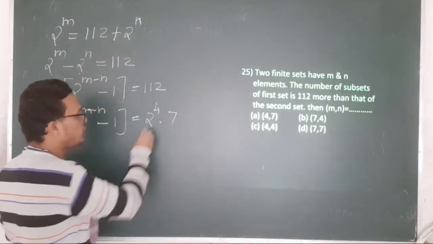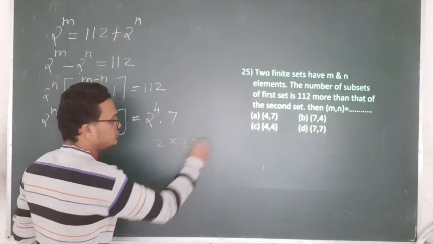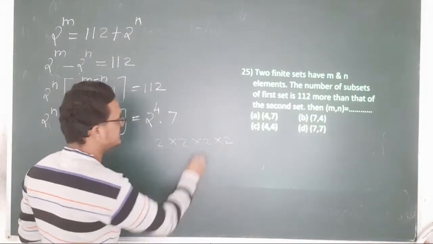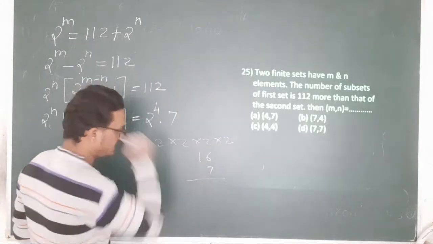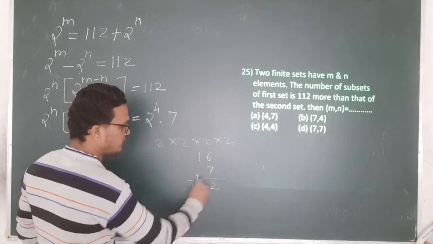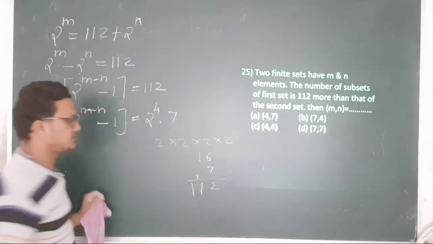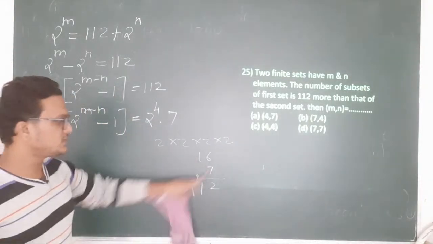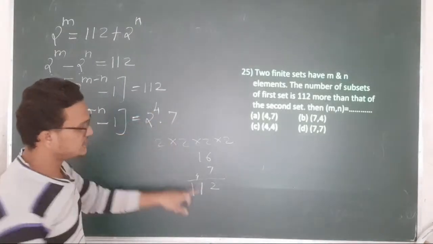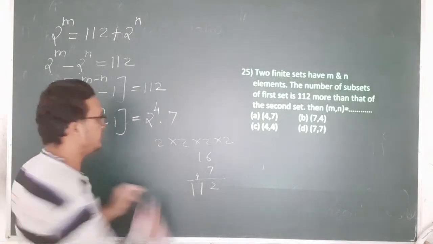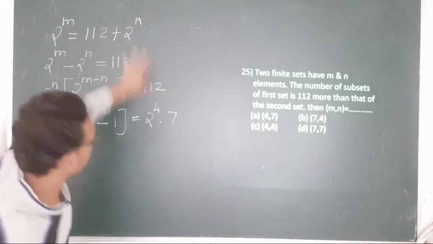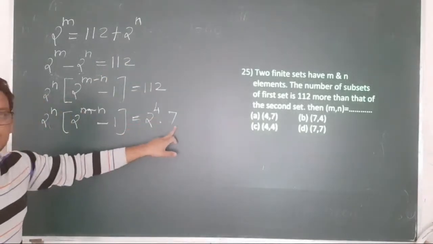Now 2 to the power 4 means what? 2 into 2 into 2 into 2. How much? 2 to the 4, 4 to the 8, 8 to the 16. 16 into 7, check how much. 7 sixes are 42, 7 and 7 plus 4 is 11. So 16 into 7 is 112. So this 2 to the power 4 into 7 is 112 only. But this 112 I have written in the form of 2 to the power 4 into 7.